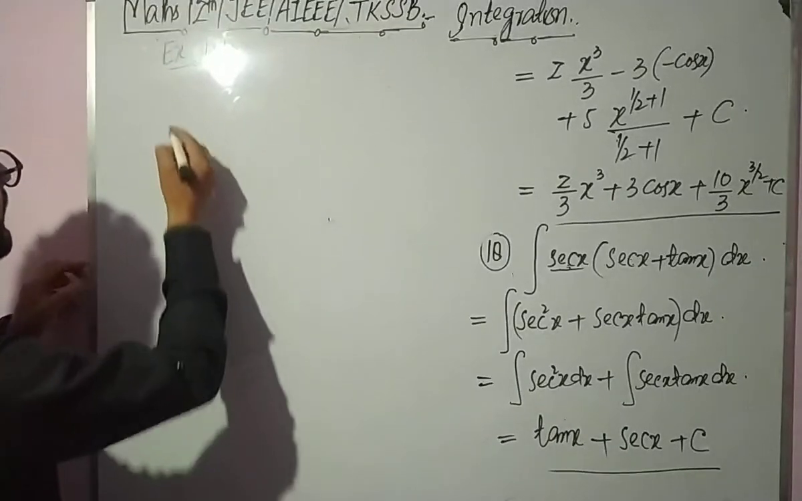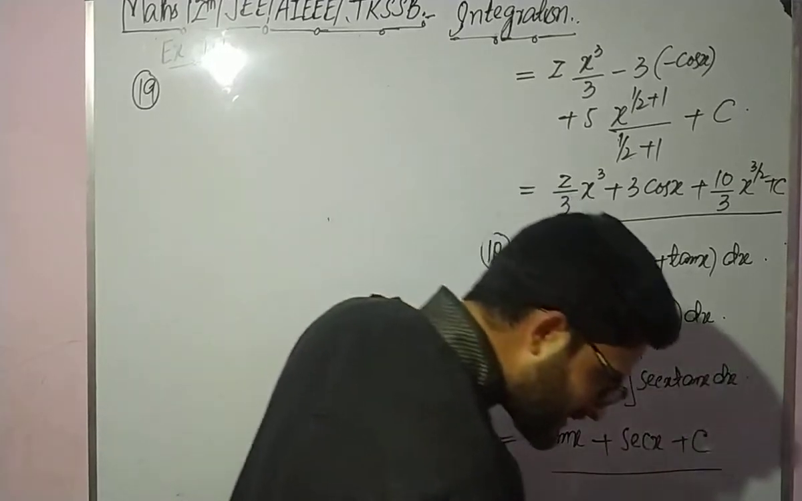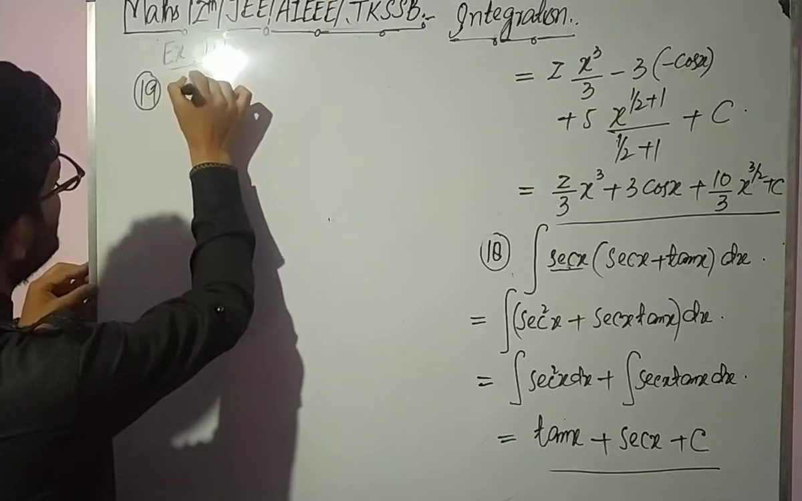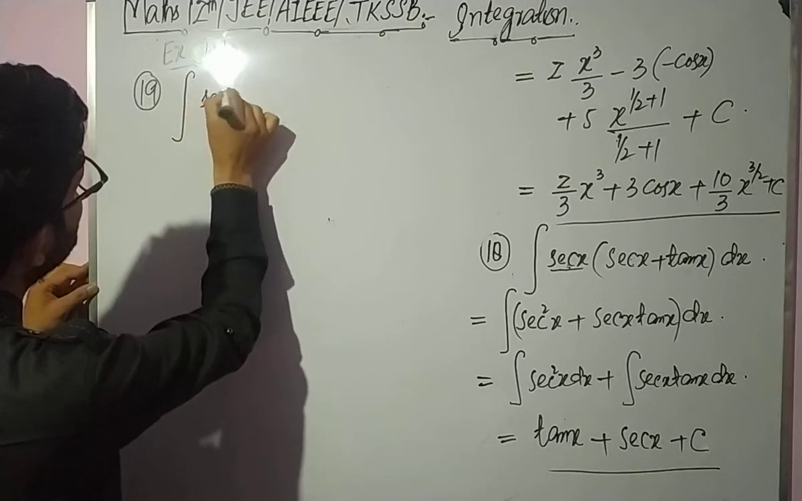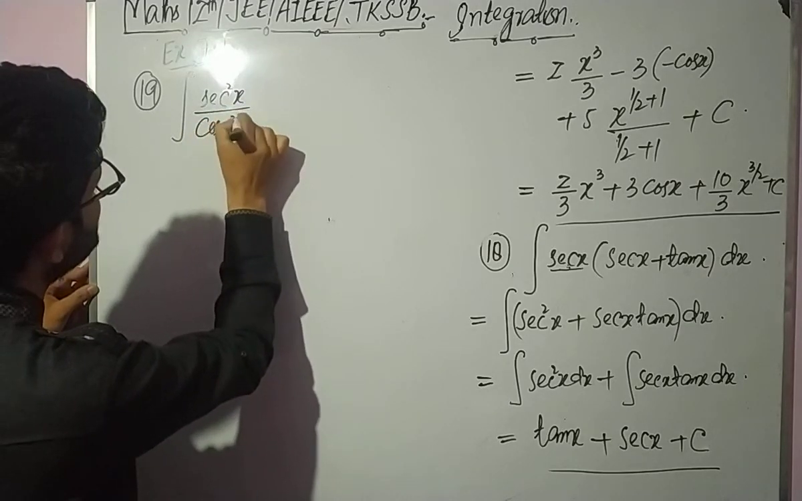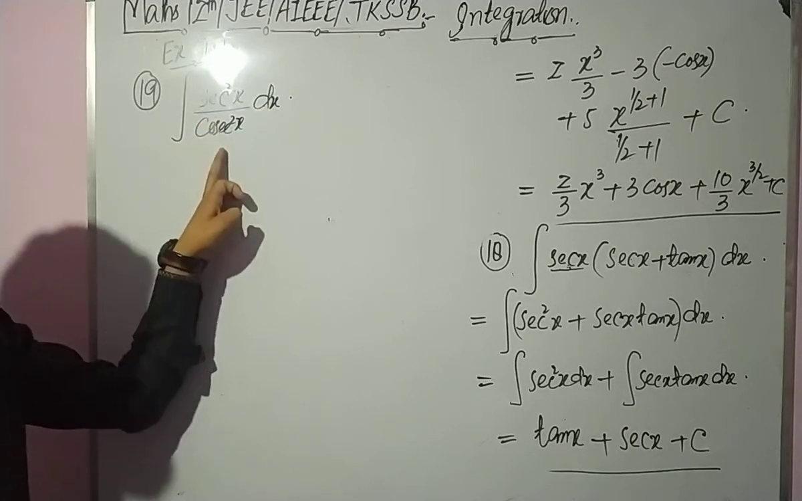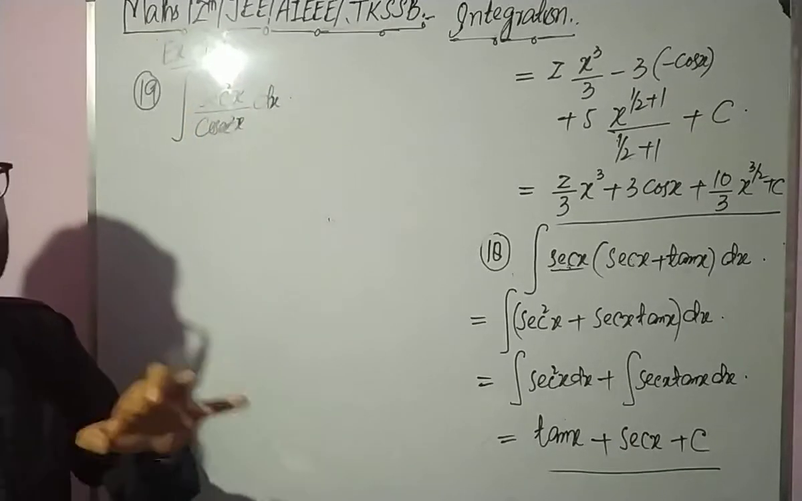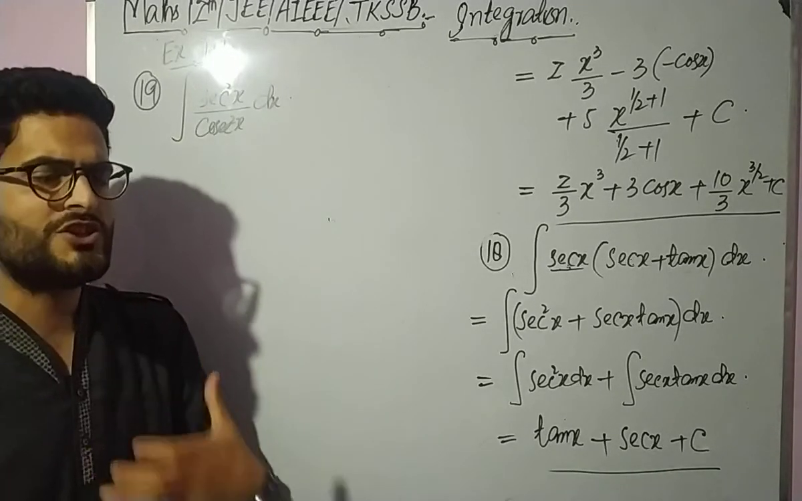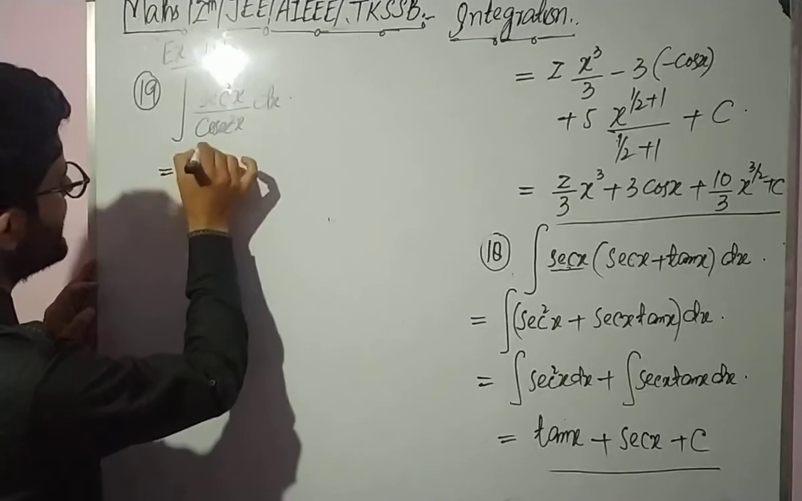Now next we are on question number 19 of the same exercise, and question number 19 is all about the integration of sec square x divided by cosec square x dx. Again look at the integrand, sec square x divided by cosec square x. This is not in the standard form. So first we will change it into the standard form, and after that we will integrate it. So this can be further written as the integration of.